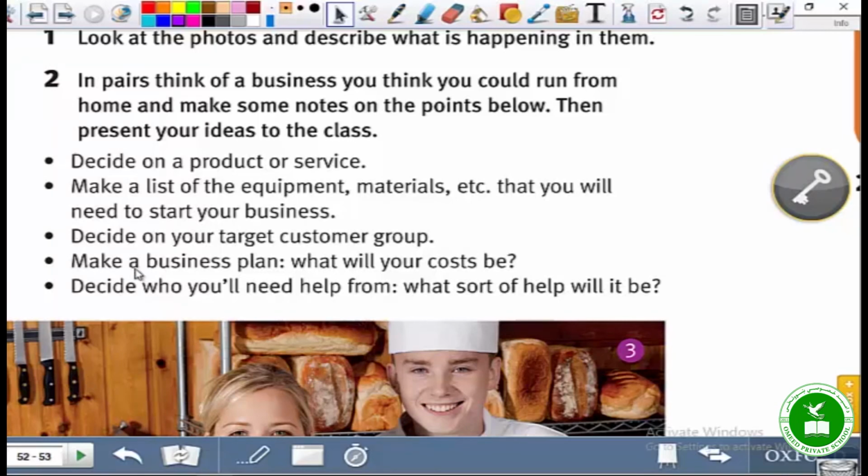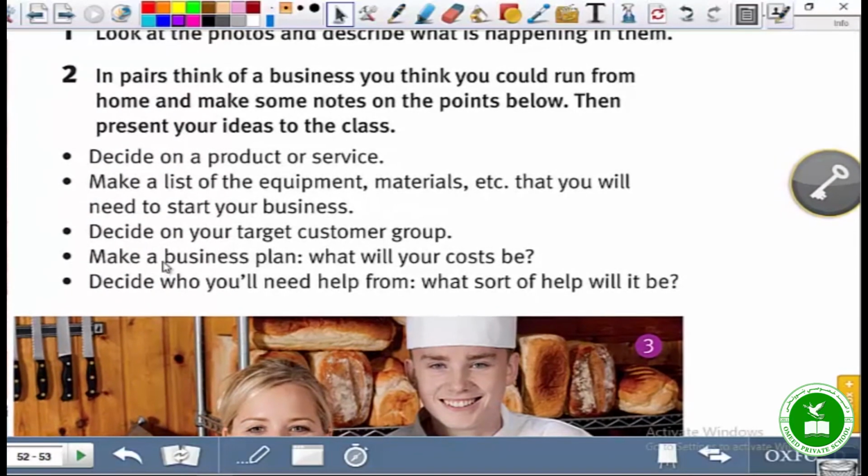Next part, make a business plan. What will your costs be? And next one, decide who you will need help from. What sort of help will it be? You can ask help from your parents, for example, how to make it. So, it is your homework. You should think and write. Write about one product or service that you plan to do nowadays or in the future. Okay?